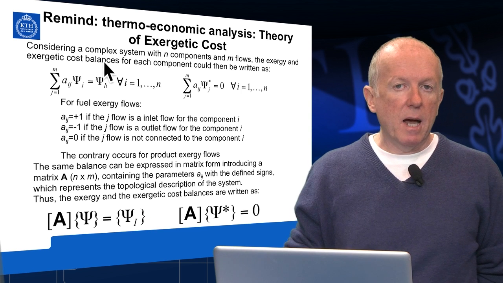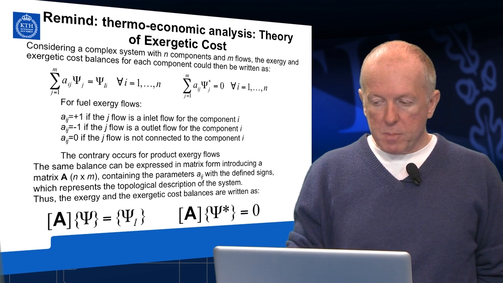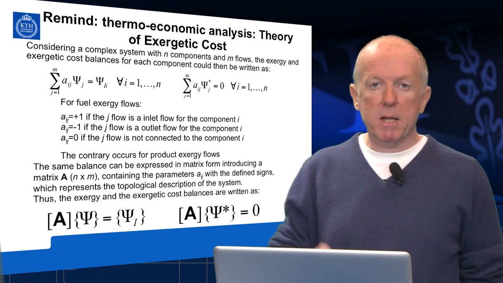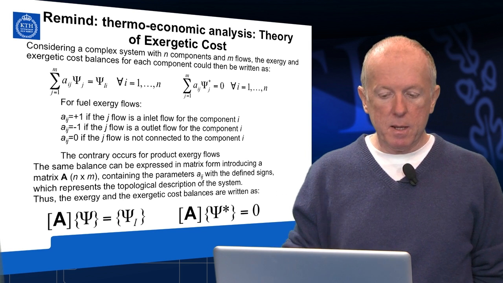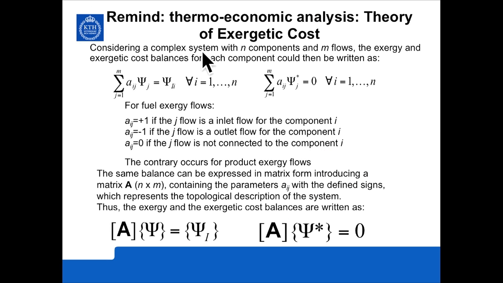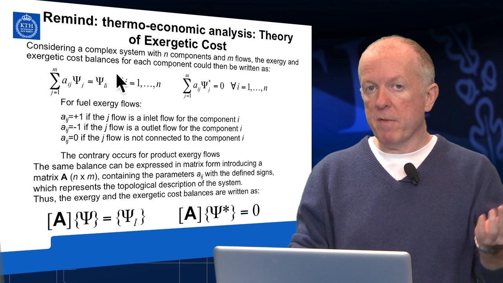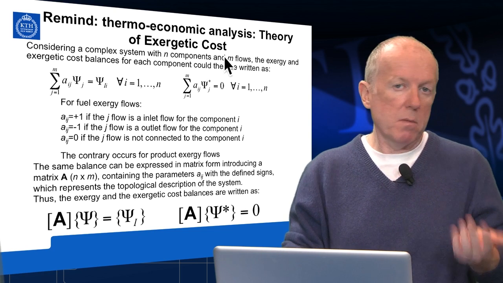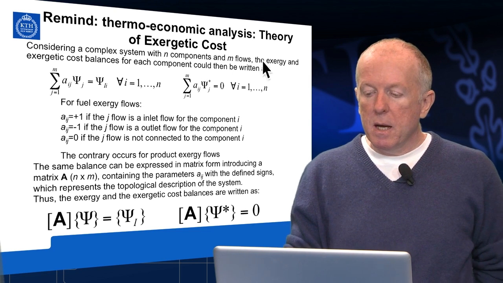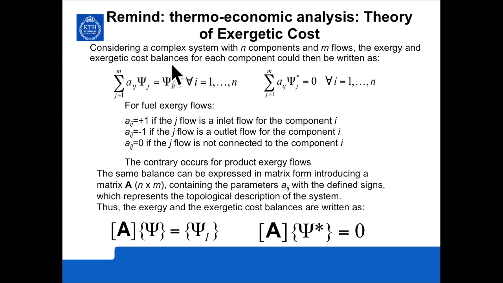Now we have to generalize in a way in order to write in a more compact mathematical form all these balances. So considering a system which has n components, heat exchanger, compressor, chemical reactor, and so on, and m flow of exergy connecting the different components, of course n, the number of components, and m, the number of exergy flows, is usually different. The exergy and exergetic cost balances in the global energy system can be written in the following way.